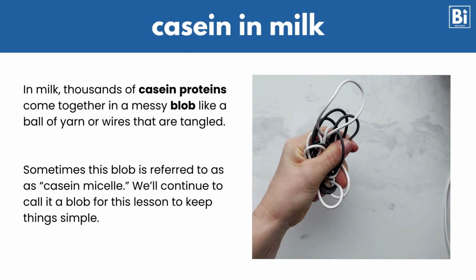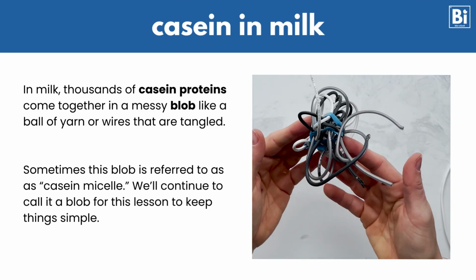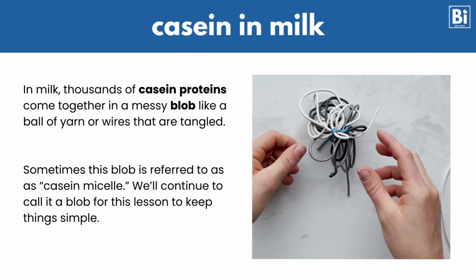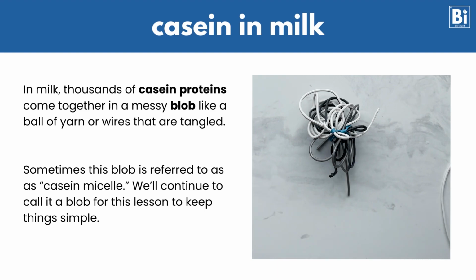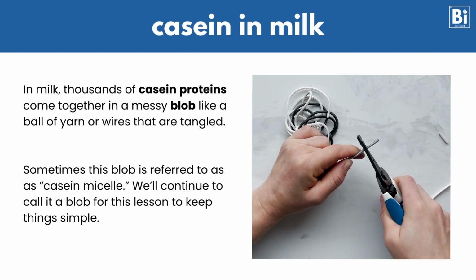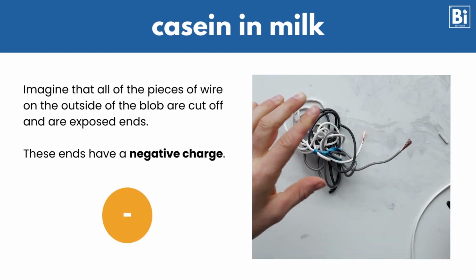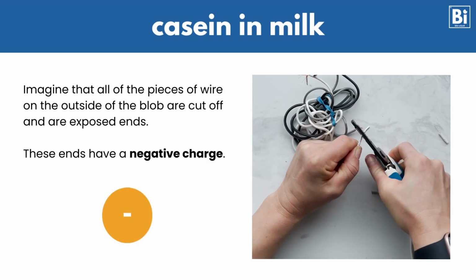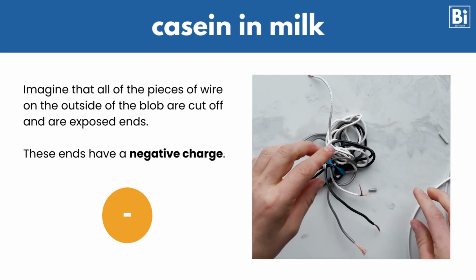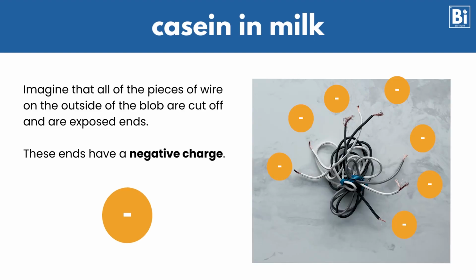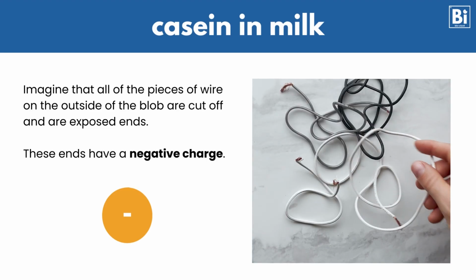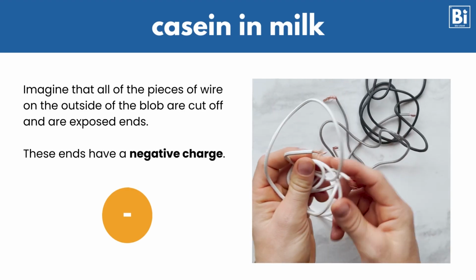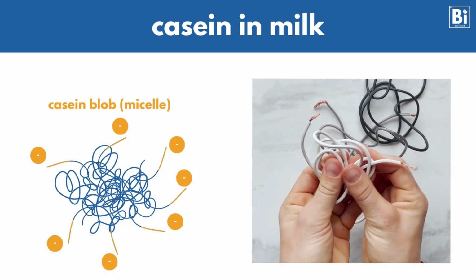But basically, this casein blob is thousands of casein proteins in a coiled mess, all grouped together. I like to think of it like a bunch of wires or maybe a ball of yarn that's completely tangled up. Now, specifically, I want you to focus on the outside. What I'm doing with the wires is literally stripping off the insulation so it has an exposed end that is charged. And that's what we see with casein blobs in milk. Those exposed charged ends are on the outside. Originally, the casein proteins arranged themselves in a way that these charged exposed ends are on the outside.